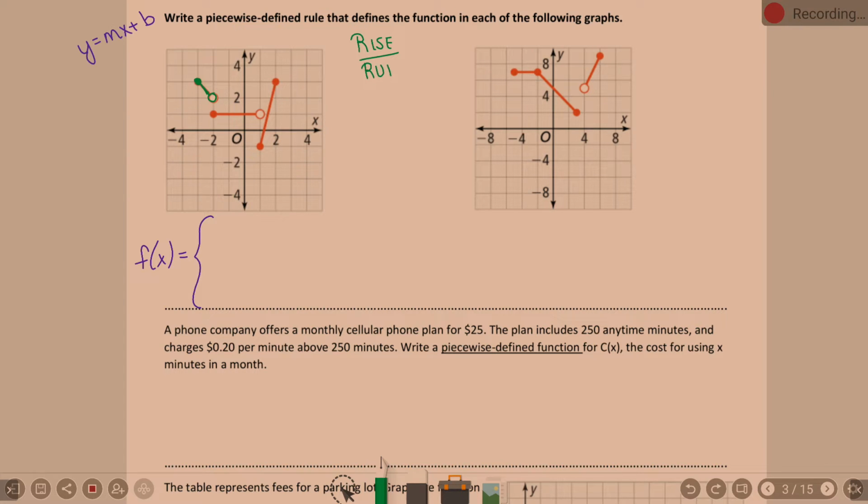Rise over run. If we rise over run, we can do this either way. We can rise by going down 1 and then right 1. If you do down 1, that's negative 1, right 1 is positive 1. Or you can do rise over run by going up 1 and then left 1, which is positive 1 over negative 1, right? So slope is negative 1.